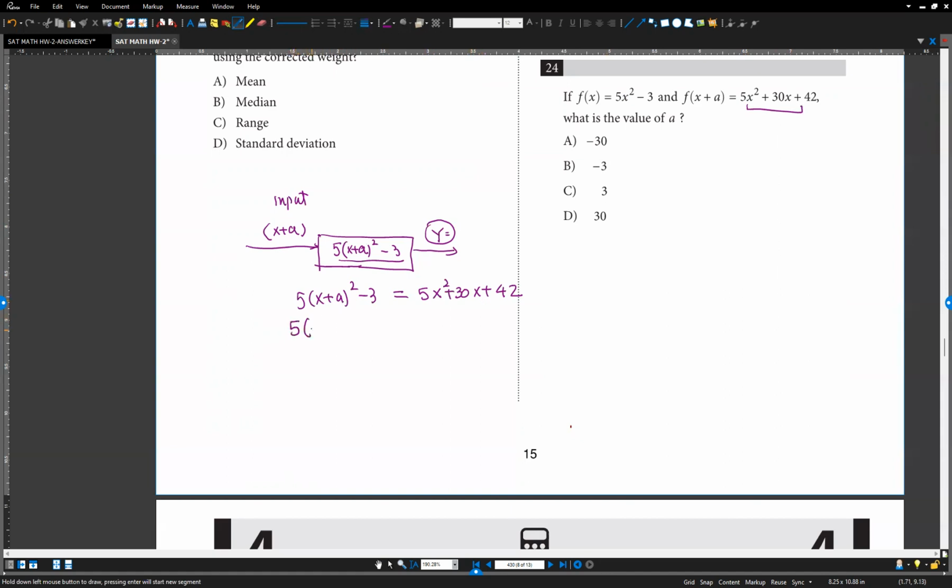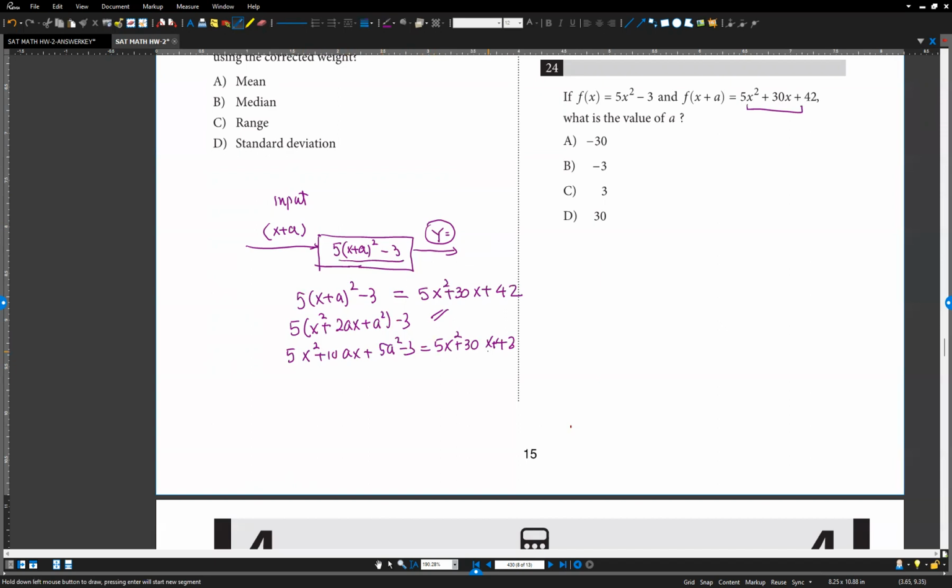Compare this one. Left-hand side, right-hand side, their expressions are equal. Inside this you have x squared plus 2ax plus a squared, and minus 3. That is equal to this one. Continuing, 5x squared plus 10ax plus 5a squared minus 3 equals this one. I'm going to write it down one more time: 5x squared plus 30x plus 42.